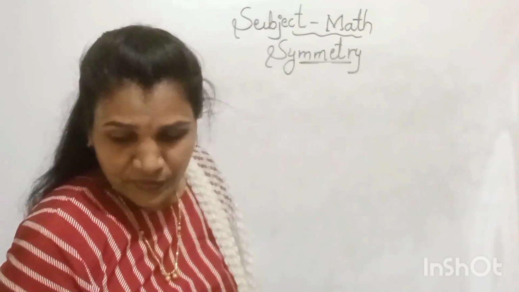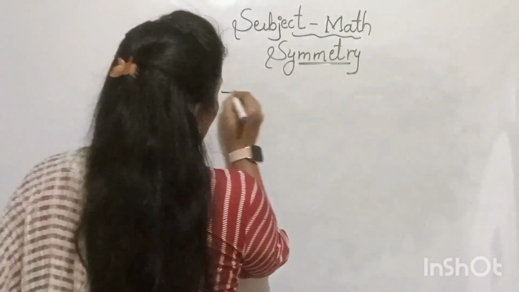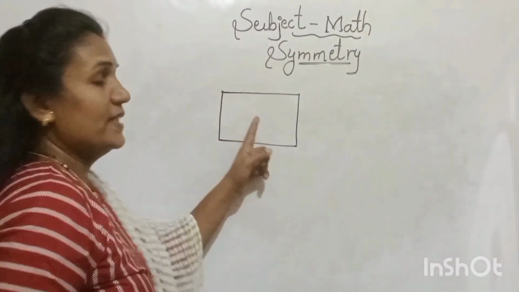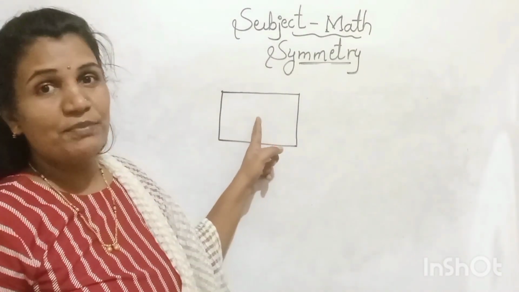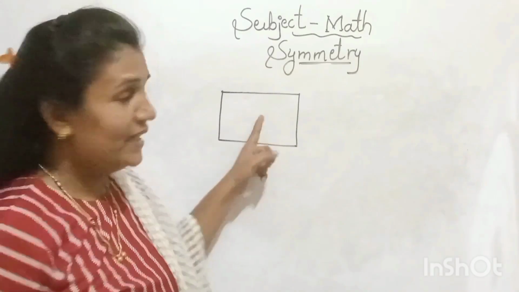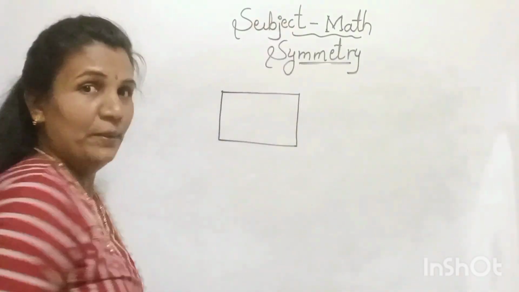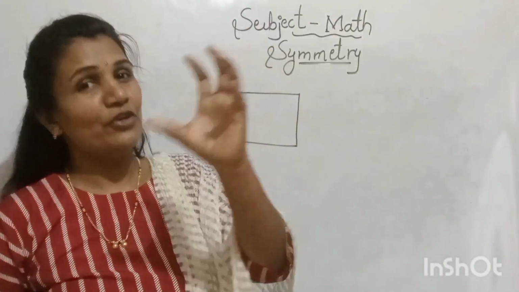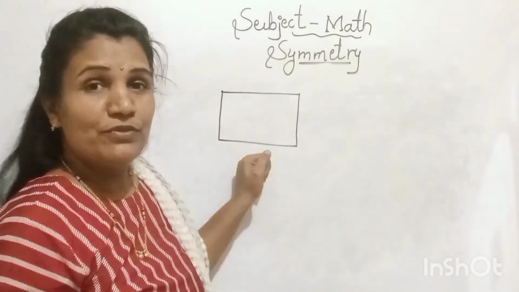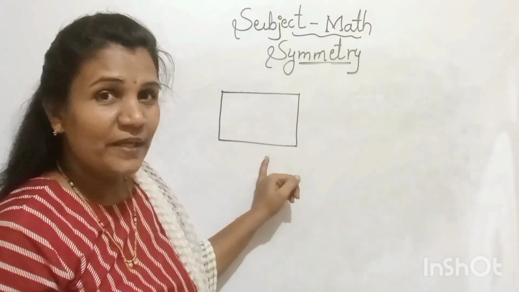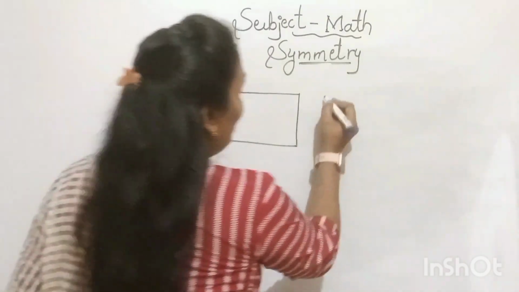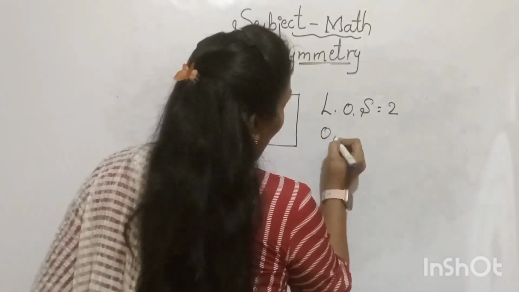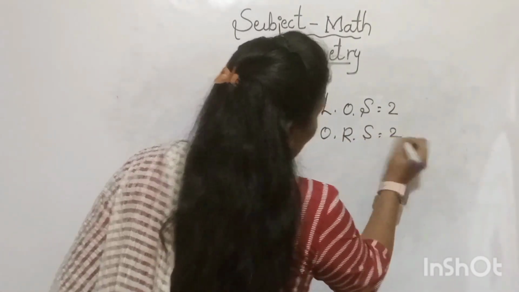Now I am taking a rectangle. Can you tell me what is the order of symmetry and the lines of symmetry? Here see, horizontally and vertically means the lines of symmetry is 2, and on the same line the order of rotational symmetry also 2, which means it will get the original shape at 180 and 360 degrees. So lines of symmetry 2, and order of rotational symmetry also 2.